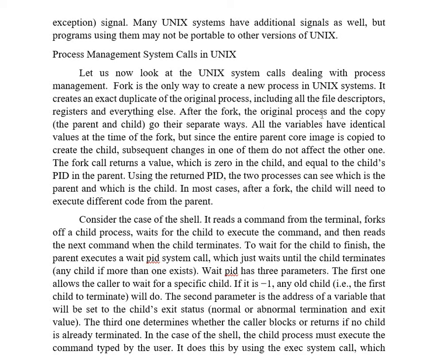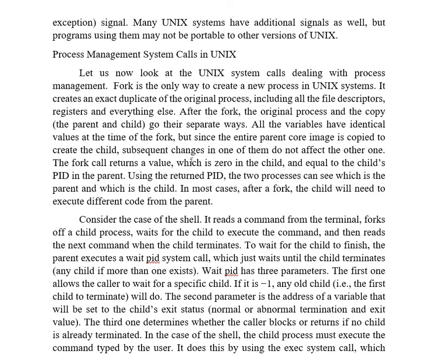After the fork, the original process and the copy go their separate ways. All the variables have identical values at the time of fork, but since the entire parent code image is copied to create the child, subsequent changes in one of them do not affect the other one. Once it is copied and they go separately, any changes being made will not affect each other.